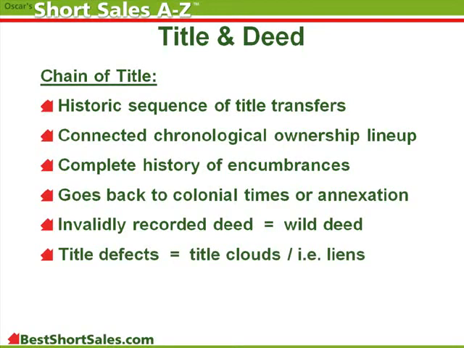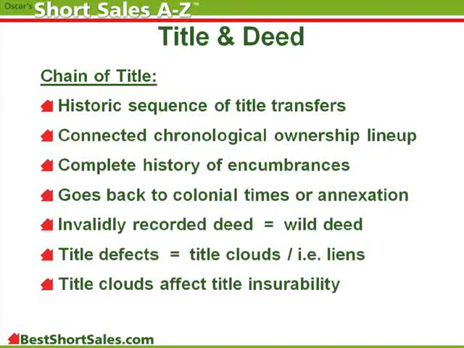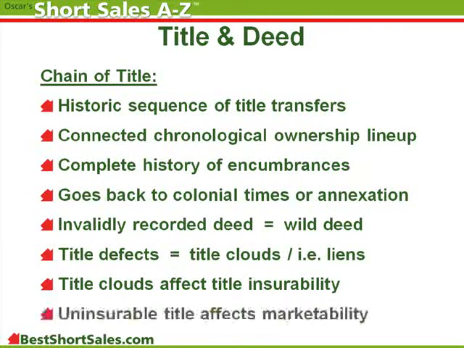Title defects are unresolved claims evident in the chain of title. Title defects are also called title clouds. For example, statutory liens are title clouds. Title clouds affect title insurability. If there is enough risk, and it does not have to be much, title companies may consider the title uninsurable. Properties with uninsurable title lose marketability and value because lenders do not consider them reliable collateral.